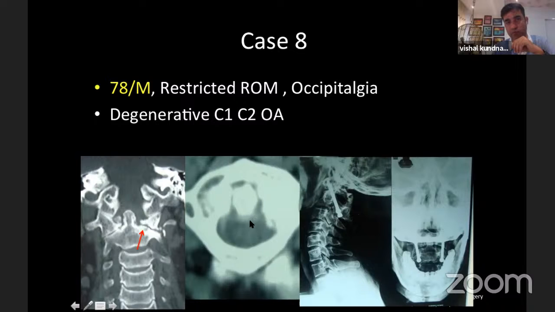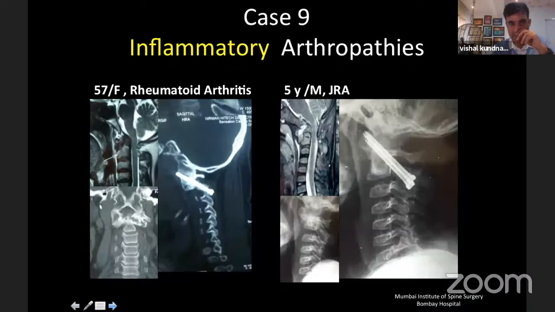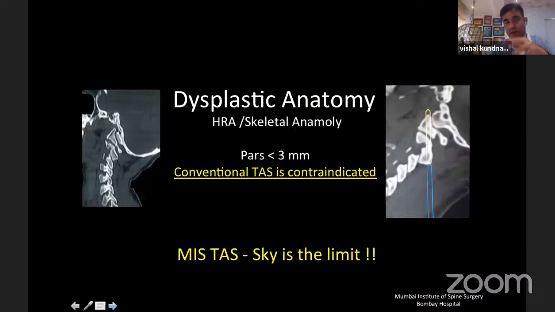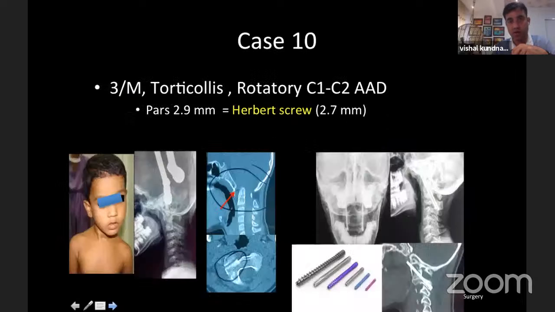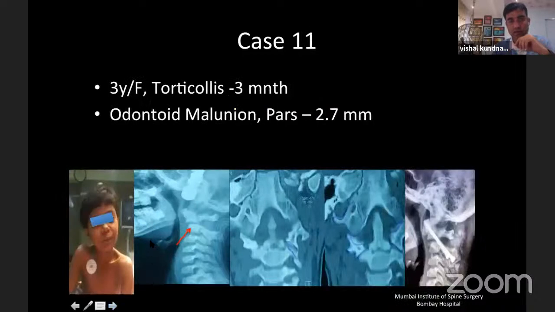and you can see the type of fusion that you achieve, not only in inflammatory or degenerative conditions, but also in patients with inflammatory arthropathies, like you see here. And this continues not only in normal anatomy patients, but also in patients with dysplastic anatomy, like where the pars is less than 3.5 millimeters. Also, you can do it with the help of navigation using thinner implants, like in this kid of 3 years with torticollis and rotatory C1, C2. We used a Herbert screw, and this is the kind of fixation we got. Another 3-year-old child with torticollis, odontoid malunion, again with the use of tiny 2.7 mm cannulated screws, we got it.